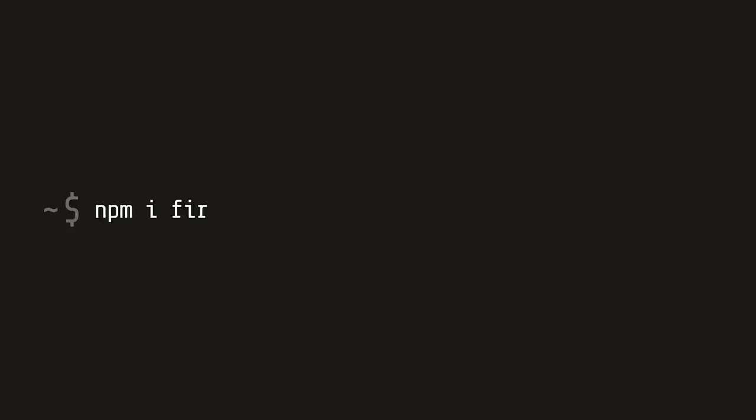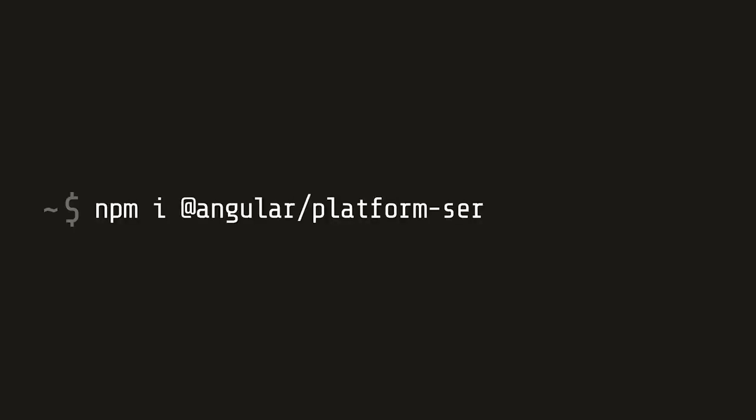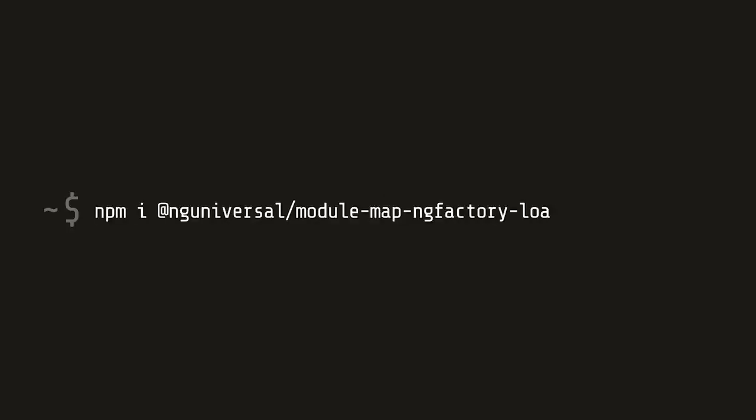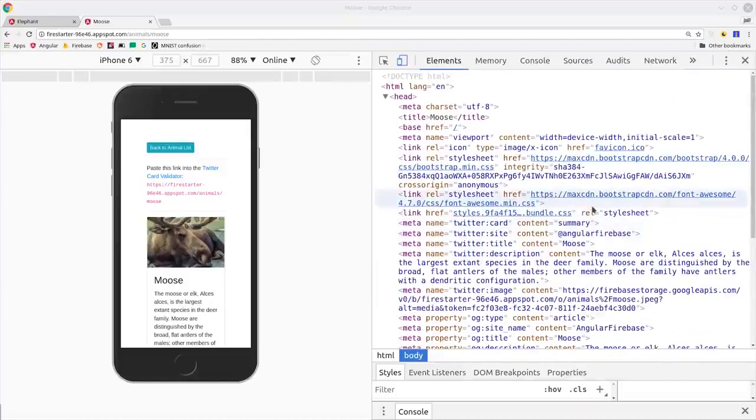Then install the latest version of AngularFire 2 and Firebase, and then send a thank you card to James from Firebase because he made some pretty epic changes to this library to make universal support possible. After that's done, install Platform Server from Angular. And if you're doing lazy loading, you'll also need this ng universal module map ng factory loader and ts loader as well.